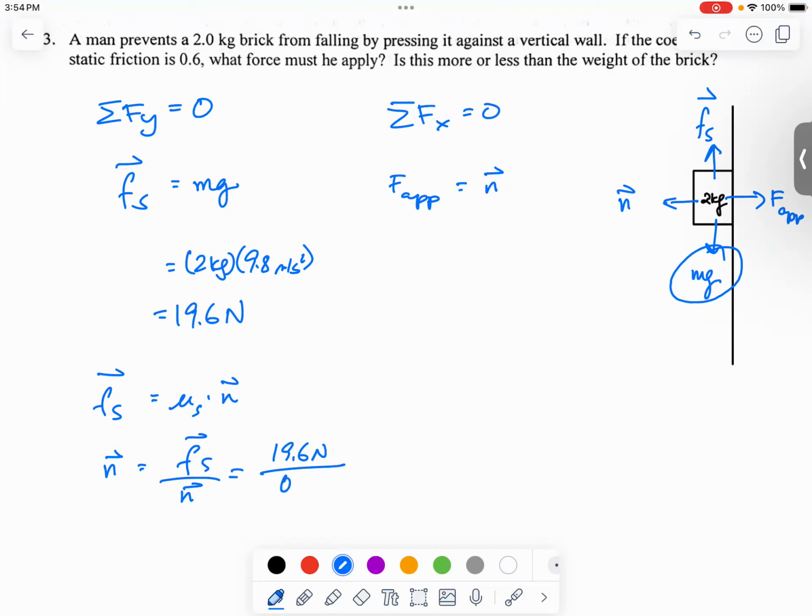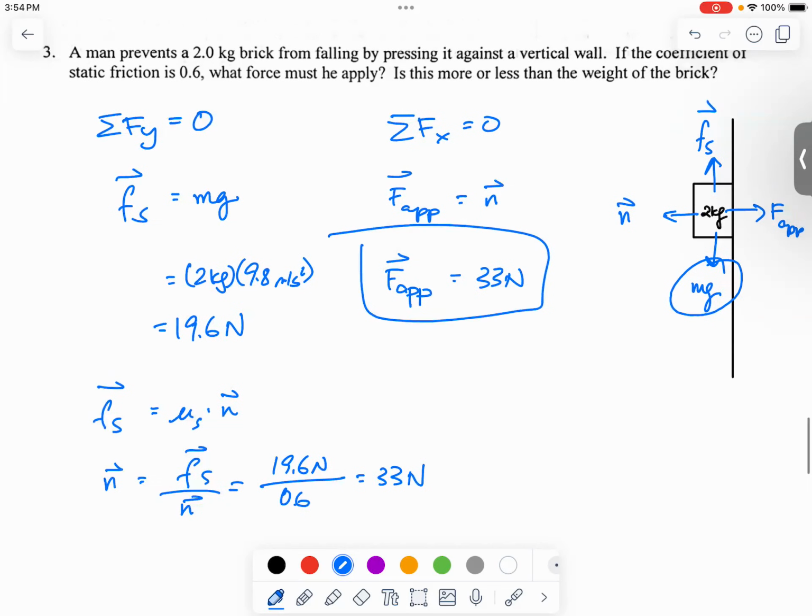And 0.6 is the mu. So that will be 33 newtons would be the normal force. And that would be our applied force. Okay. So pretty straightforward scenario. If you know one, you know the other.